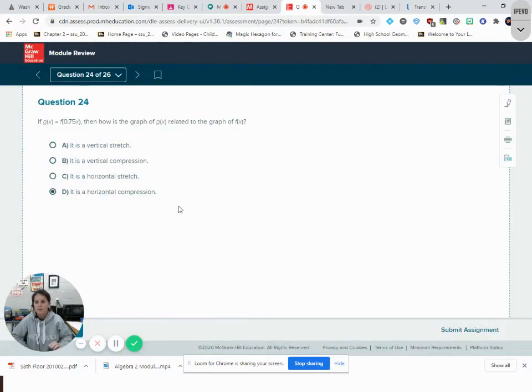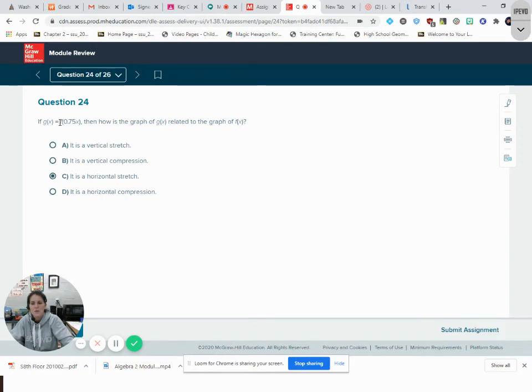Number 24. It says that g of x is equal to f times 0.75 times x. How would that have related to the original function? Well, this 0.75 inside of here, that value is less than 1. So that tells me that it's either going to be a vertical compression or it's going to be a horizontal stretch because it's less than 1. Since it's happening inside of the parentheses, then I know that it's going to be a horizontal stretch.